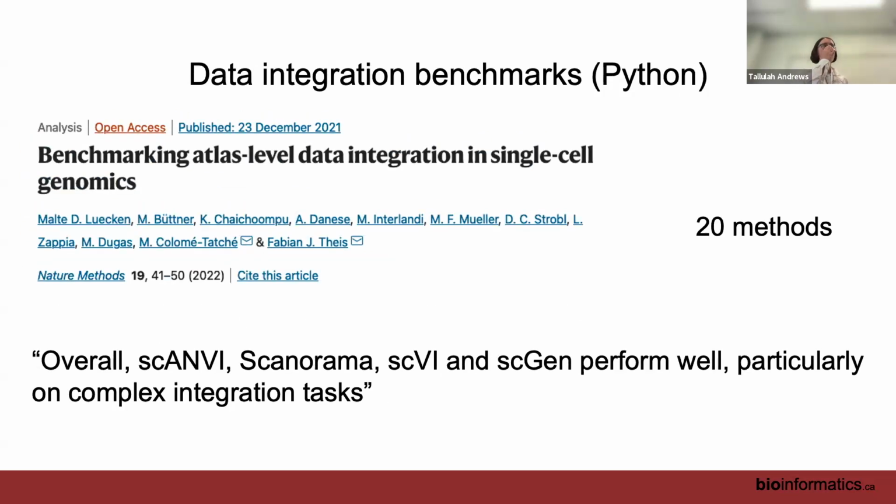Here's another one that looked at different tools in Python. So this is mostly useful if you want to do an atlas level project. So if you're looking at dozens and dozens of samples, then you'll want to do one of these Python-based tools. Otherwise, you will require all of the RAM in Canada in order to load your data sets. R is very memory inefficient. Python is much better. So if you're working with more than 200,000 cells, I highly recommend moving to Python rather than working with that in R.